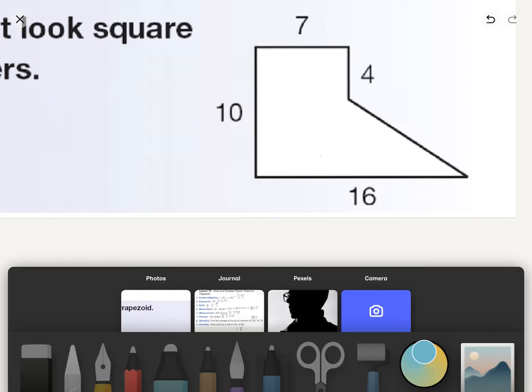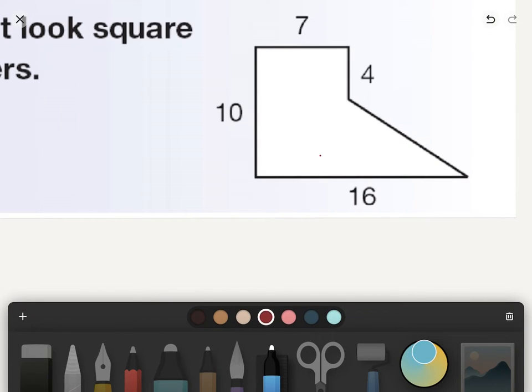Okay, so that being said, you will partition it off, and then get the area of each part and add them together. I'll give you a moment to get started on that, and we'll talk about how to get to that.